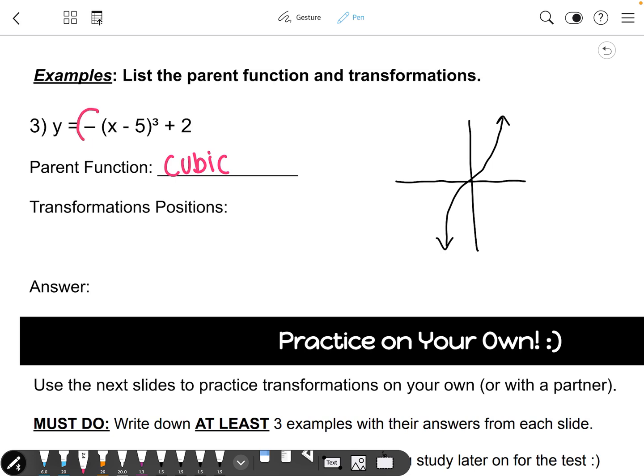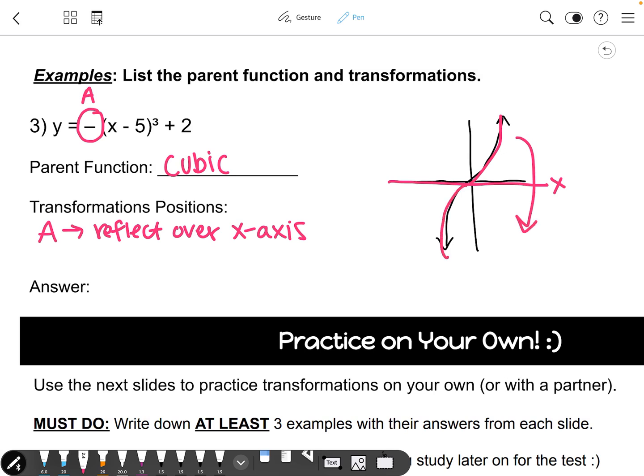In this one, we have an A position. There is a negative in front of that function. So remember, anytime we have a negative, it is going to reflect over the x-axis. So I want to show you guys what that looks like. Here's the x-axis. So I would take this piece and I would reflect it down over this line, and I'm going to take this piece and reflect it up here. So my graph is now going to look something like this. So that's my new reflection.